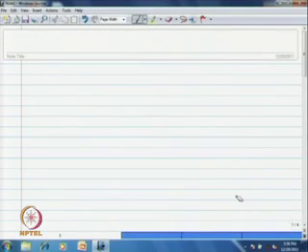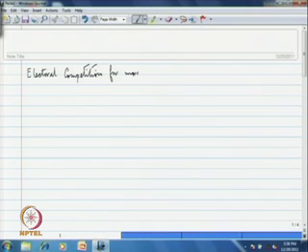This exercise is called electoral competition for more general preferences. Let me first write down the question and then we shall try to solve the exercise.